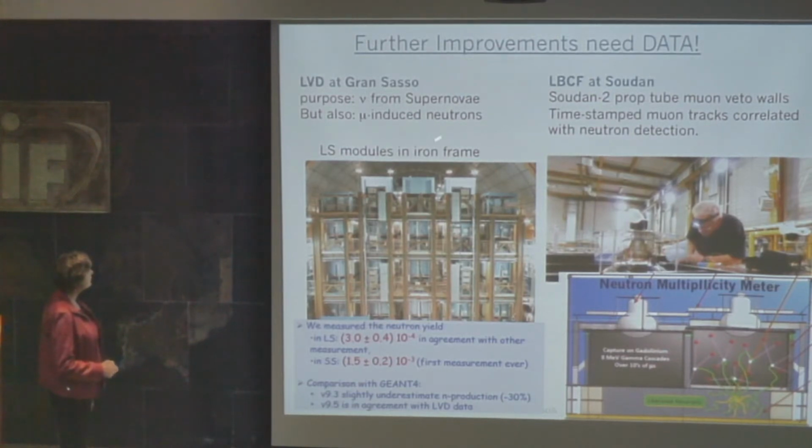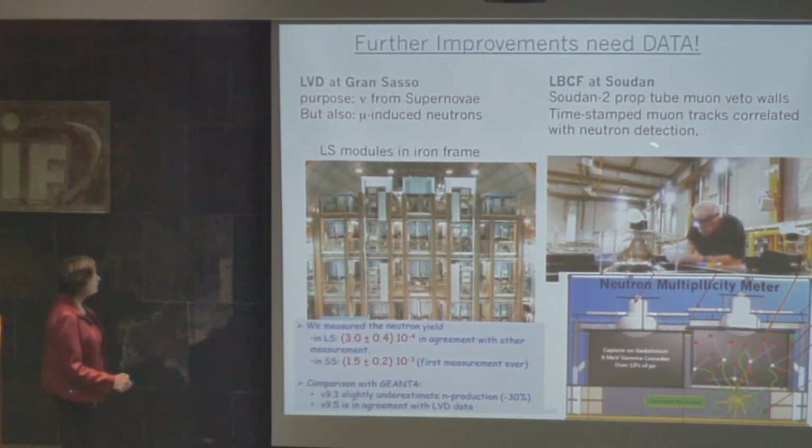One of them is LVD at Gran Sasso, which is this enormous structure, which is basically stainless steel and liquid scintillator modules. And they made measurements of neutron yield in liquid scintillator and in stainless steel. So another thing you need for the various materials, you need that. And some of this can be done in an accelerator, and people do have muon beams and that kind of thing, but typically only for a certain energy and not for all of the materials you want. And their comparisons with Geant went from basically 30% for version 9.3 to 9.5 being much better.